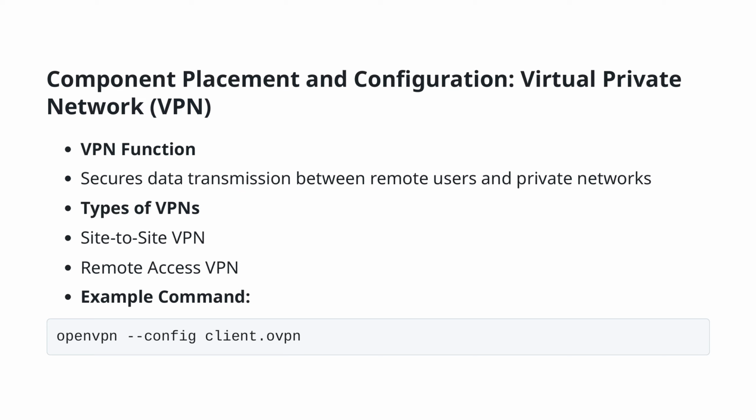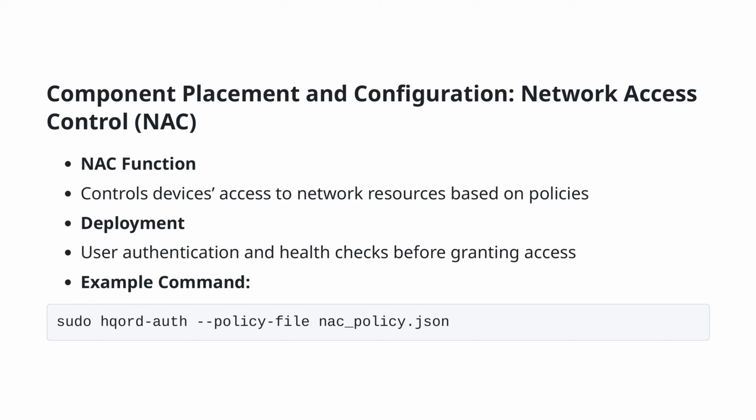An example command to start a VPN connection using OpenVPN is openvpn --config client.ovpn. This command uses a configuration file, client.ovpn, to establish a secure connection to the VPN server, ensuring data transmitted between the client and network is encrypted and protected. Understanding these components and their configurations helps maintain a secure and efficient network infrastructure, particularly in today's increasingly remote work environment. On this slide, we're focusing on network access control, or NAC.